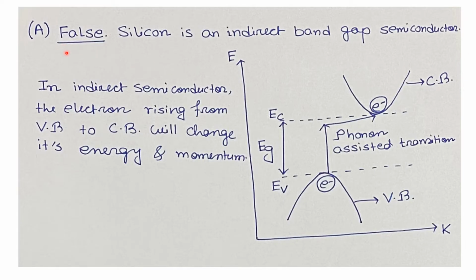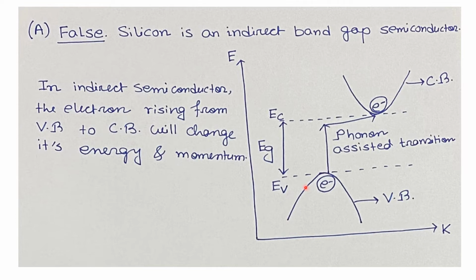The first option, option A, is false because silicon is an indirect bandgap semiconductor. Now this is a typical E-K diagram of an indirect bandgap semiconductor. The band gap is defined as the difference between the energy at the conduction band edge and the energy at the valence band edge. Now, in order to have an electronic transition from valence band to conduction band, the electron has to gain the energy equal to the band gap of this system, that is EC minus EV.